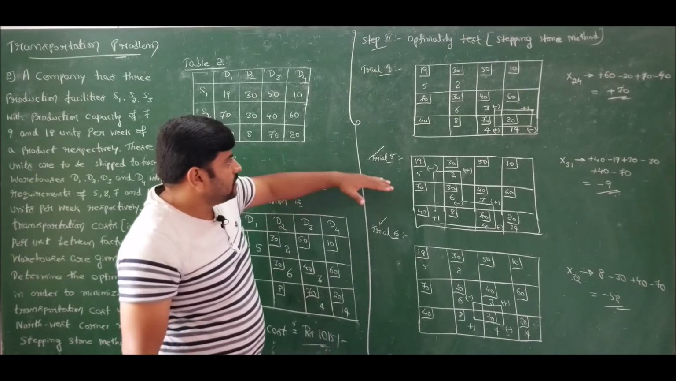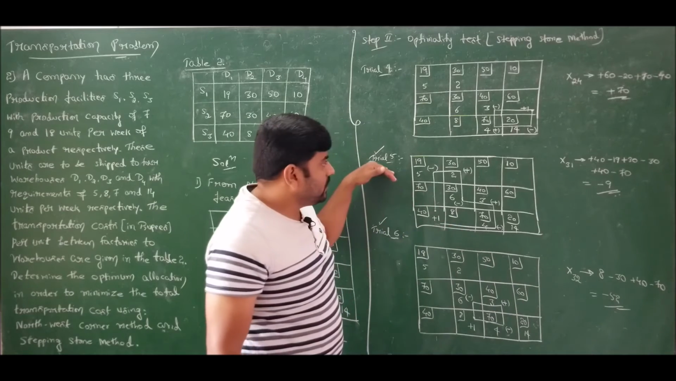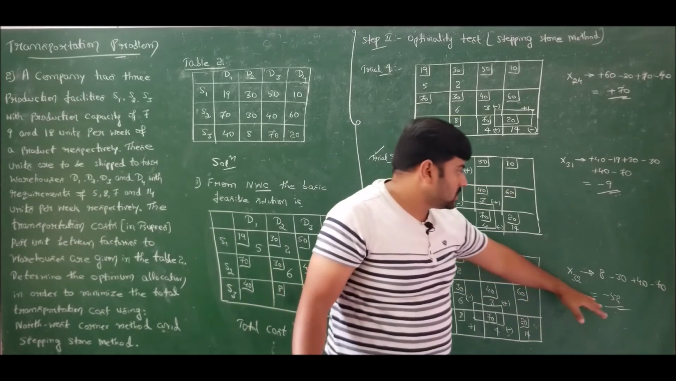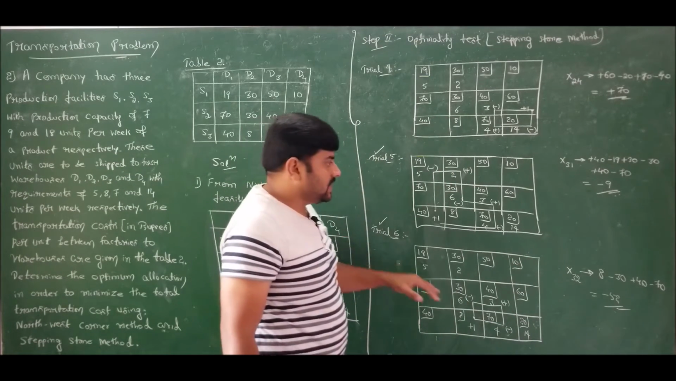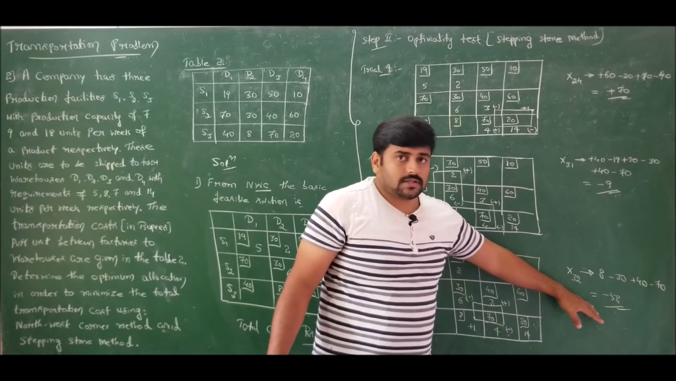Now if you compare trial 5 and trial 6, trial 6 is more desirable compared to trial 5, because here the net decrease in cost is minus 9, here the net decrease in cost is minus 52. So therefore I should go for trial 6, which has the maximum decrease in cost, minus 52.